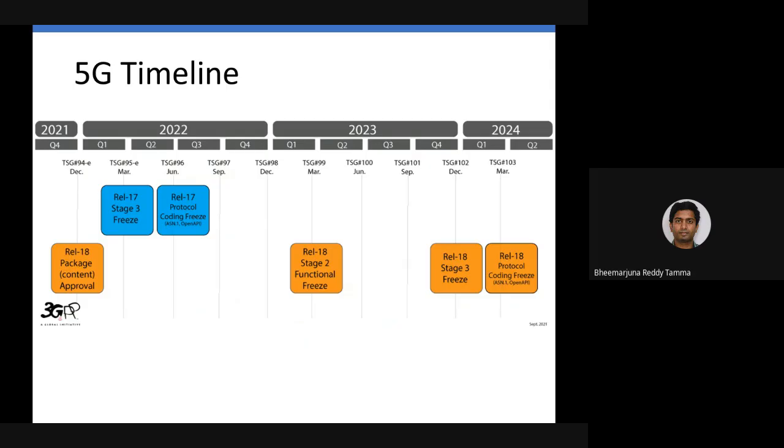So this is the timeline finally for release 17 and 18. You can see that it is currently expected that release 18, which is what I was mentioning about as NR Advanced, is going to come by 2024.